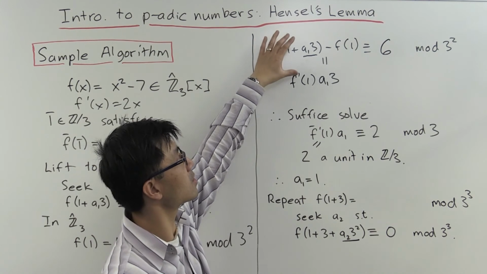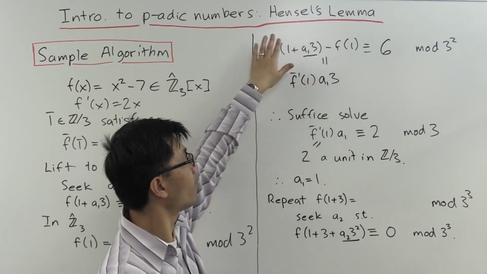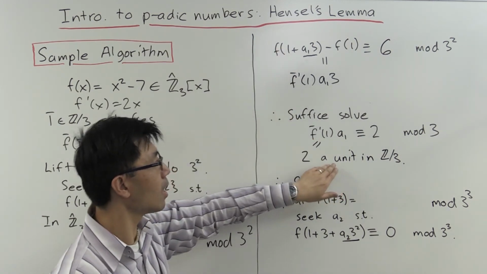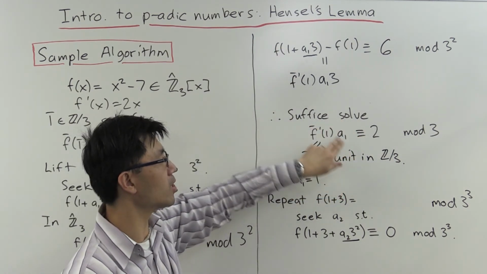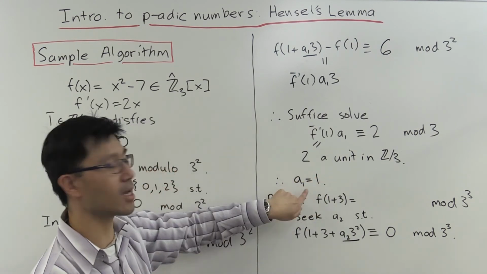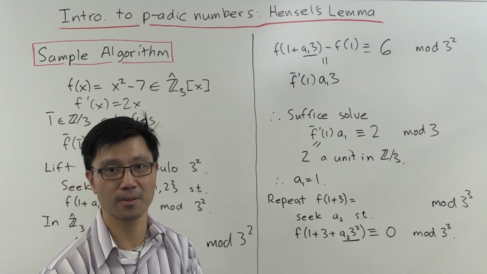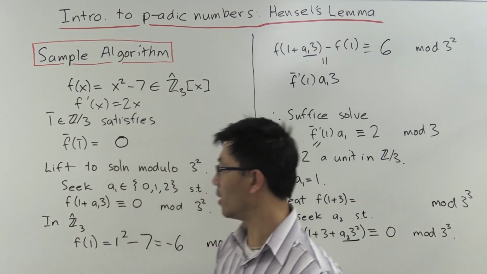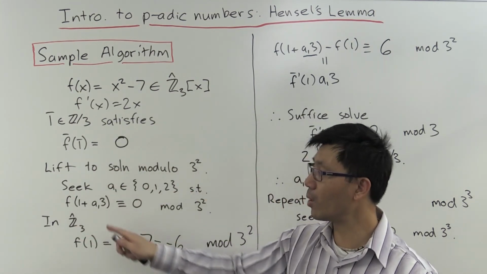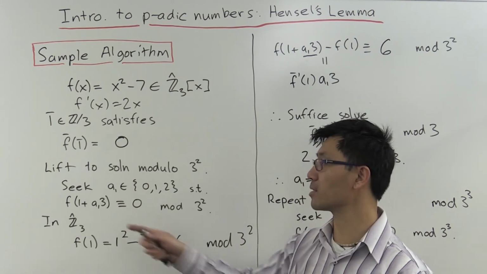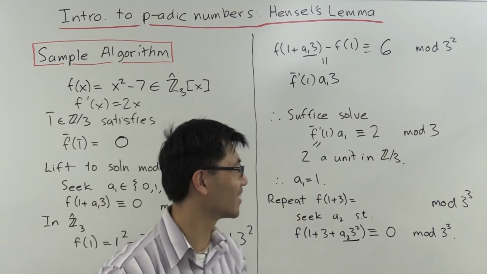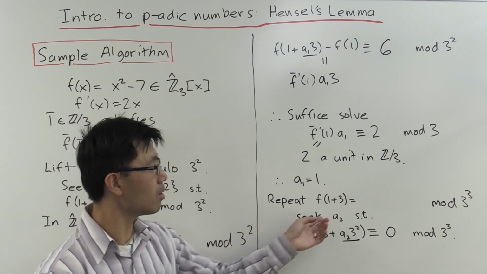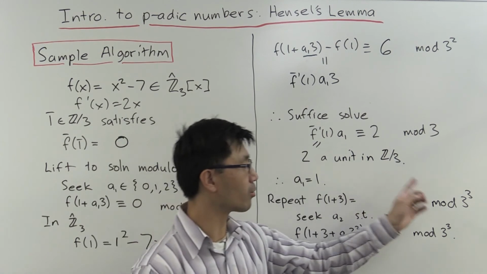Okay, once you've used this formula involving the derivative and the difference quotient, you can solve the resulting equation because this is a unit. And in this case, of course, a1 just equals 1. So we do have a solution modulo 3 squared. So what is it? It's 1 plus a1 times 3, where a1 equals 1. So that means it's just 1 plus 3, or 4. So 1 plus 3 is our solution modulo 3 squared.